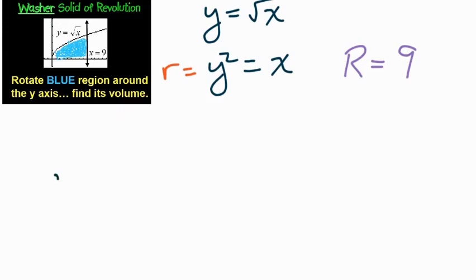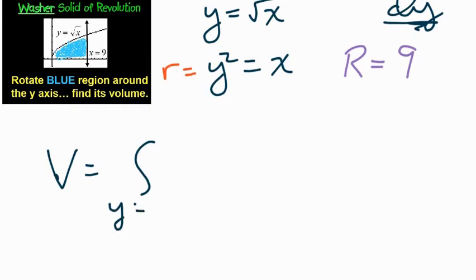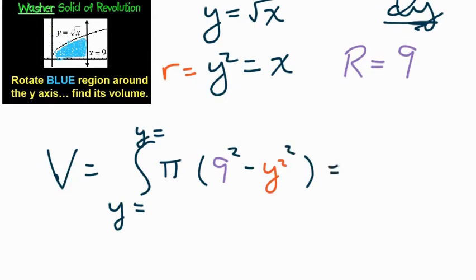Now, keep in mind that this integral is going to be a dy integration because we are drawing the strips horizontally. So I am going to need to find the y values of this equation when it comes time to compute this. But it's always big R squared minus little r squared. And again, little r is y squared, but when squared is going to be y squared squared. In other words, 81 minus y to the fourth.